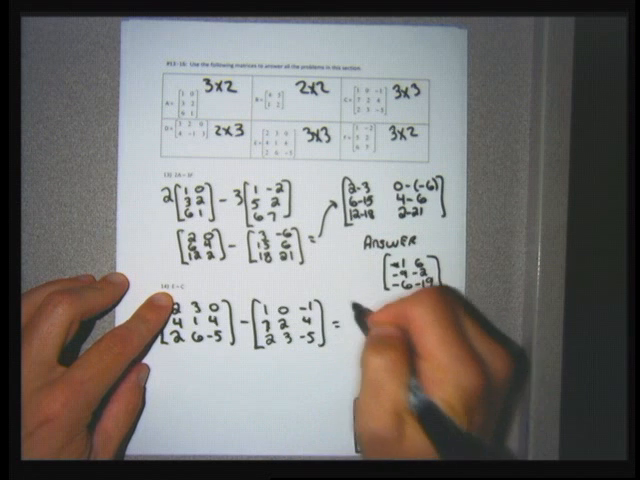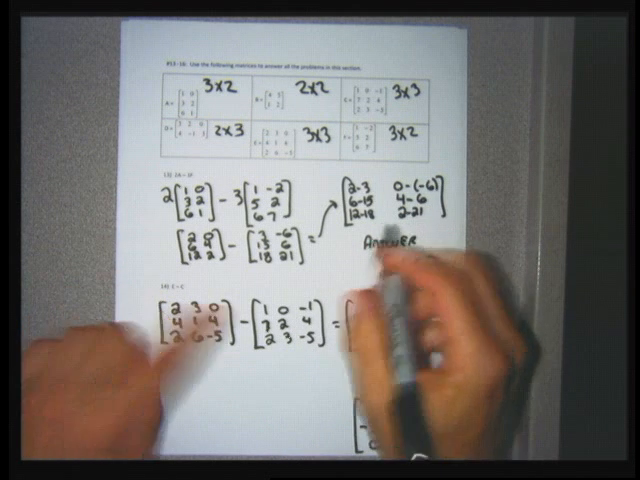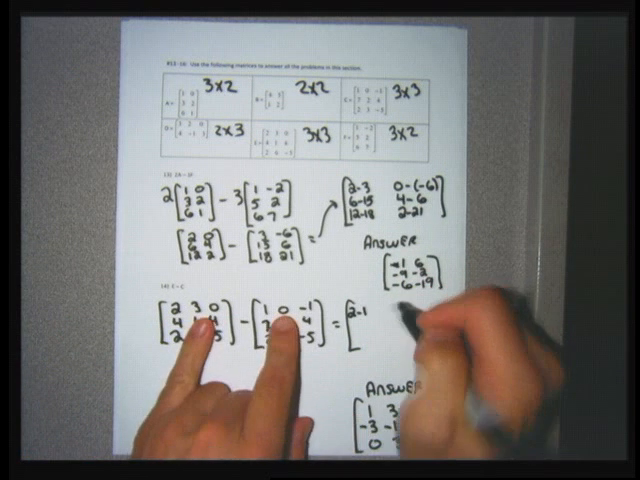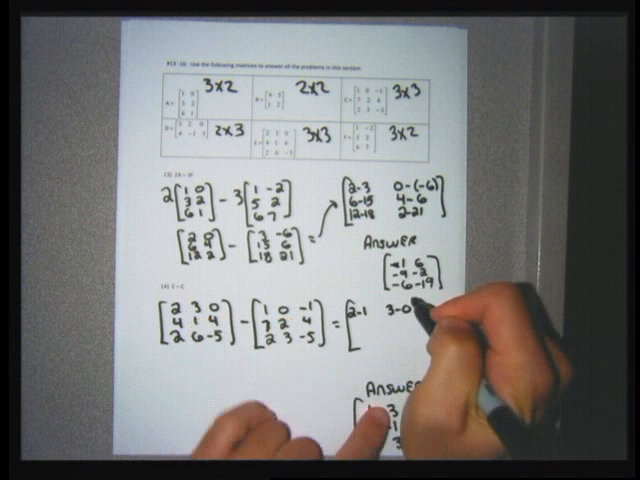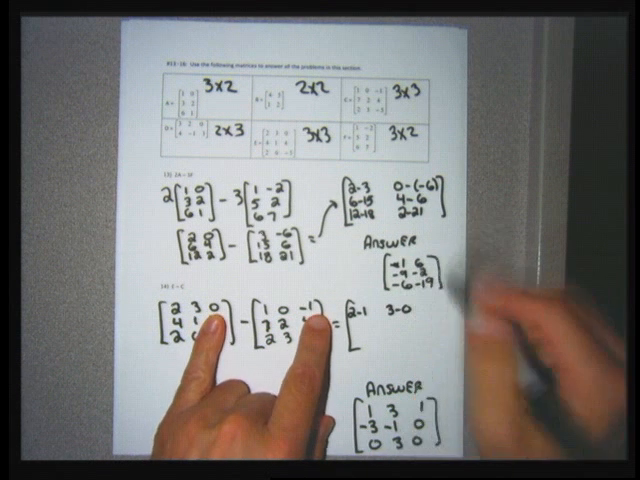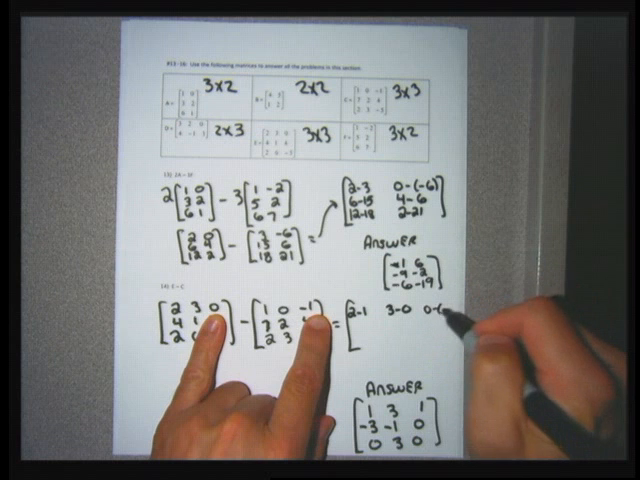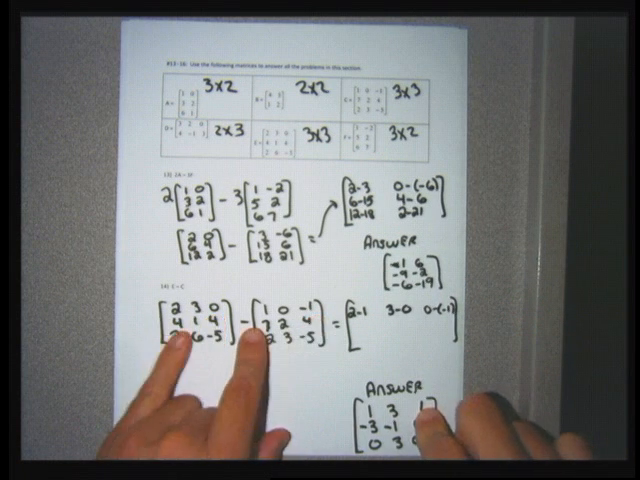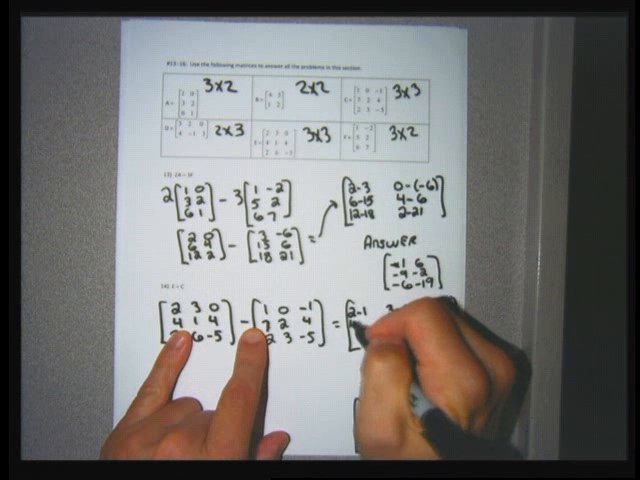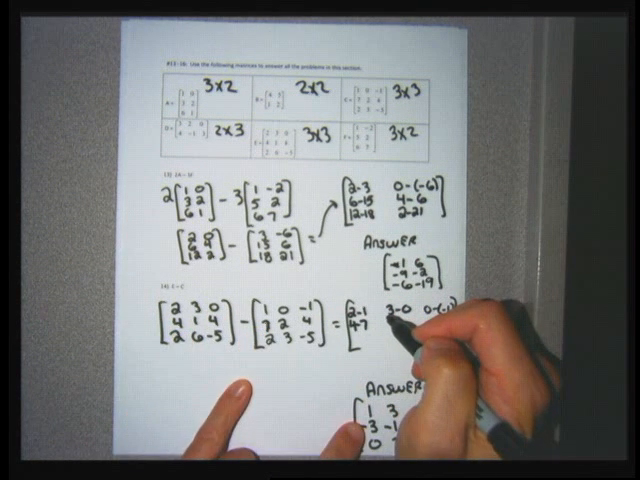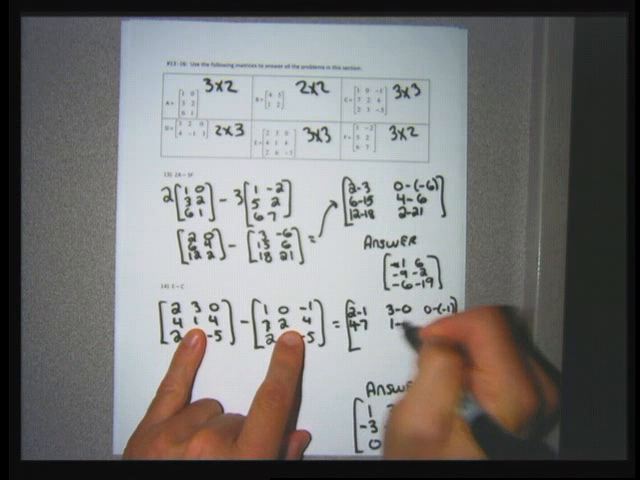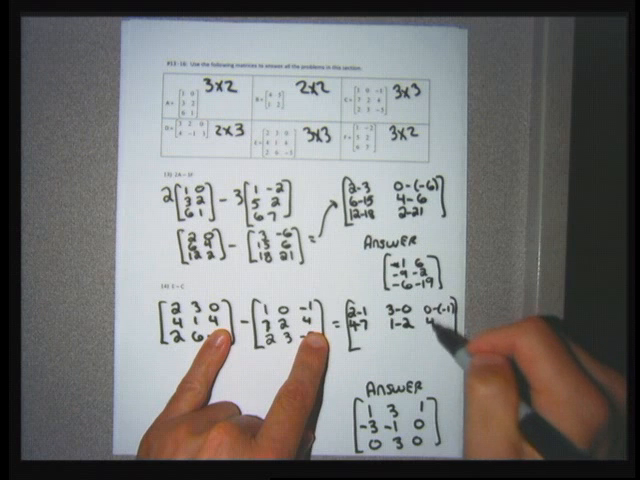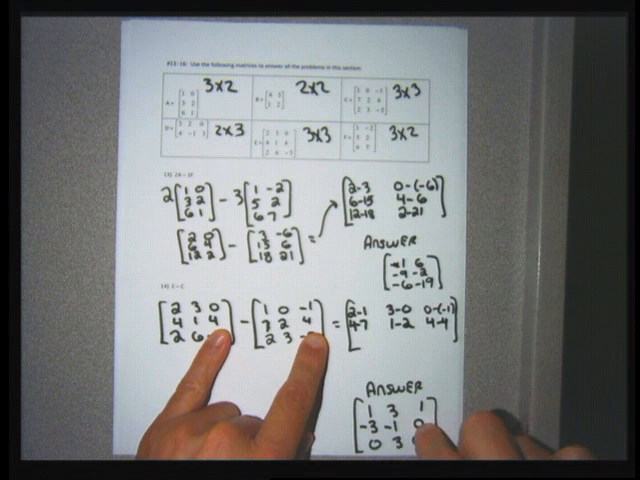I'll do the subtraction. Upper left, I get 2 minus 1, which is that 1. Upper middle, I get 3 minus 0, which is that 3. Upper right, I get 0 minus a -1. The double negative turns into a positive, which gives me a 1. And then middle, first 4 minus 7, which is that -3. And then 1 minus 2, which is that -1. And then 4 minus 4, which is that 0.